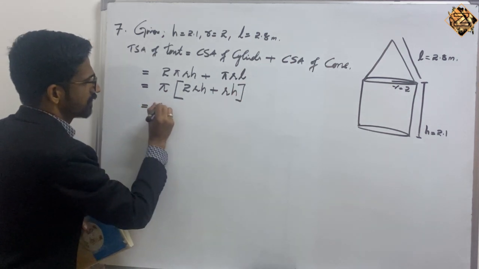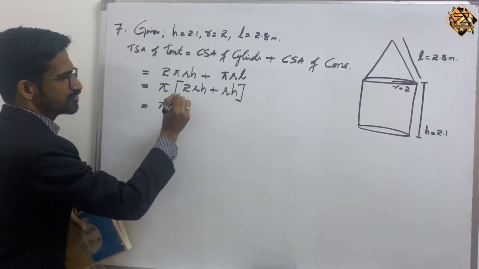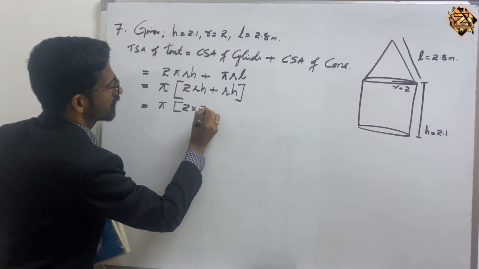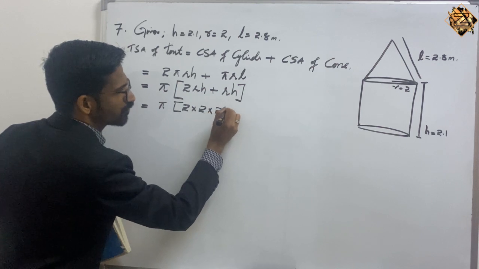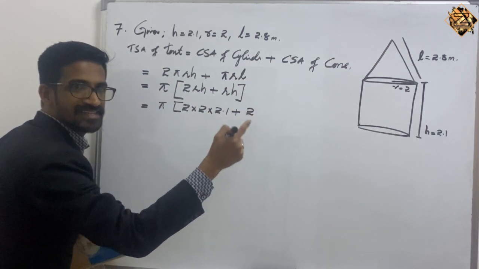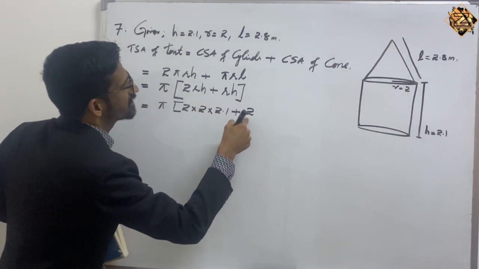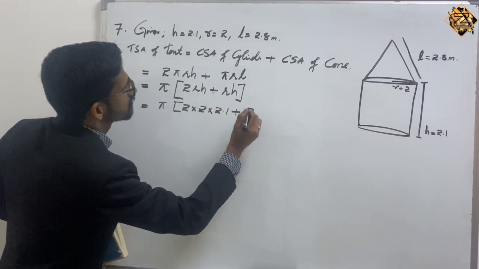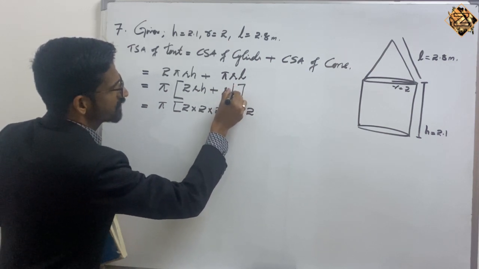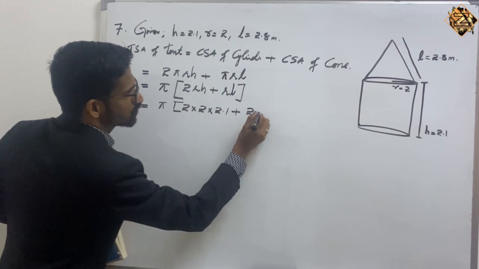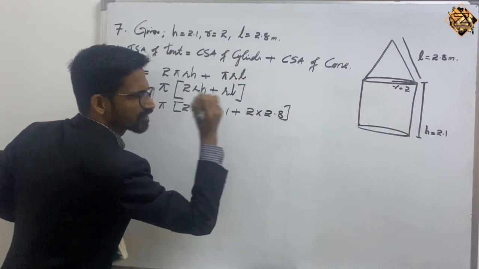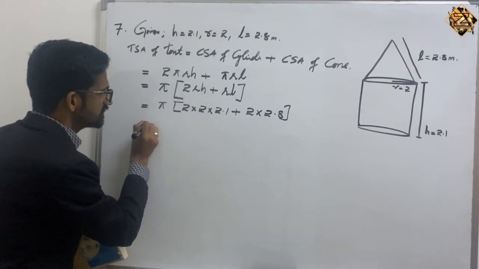That will be equal to pi into 2 into radius, it is 2, into height, it is 2.1, plus radius again it is 2. Radius of cone and cylinder will be the same. So radius into, here it is not height, it is L. So slant height L is 2.8. Hope it is clear.